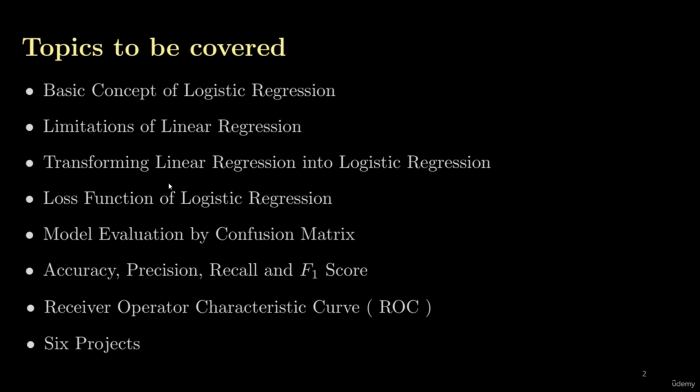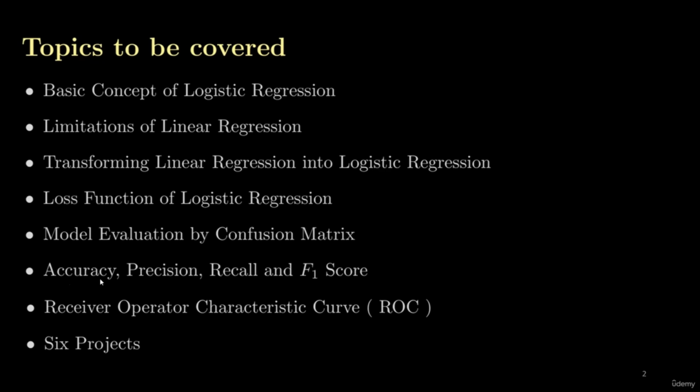And then we will work on the loss function of logistic regression. We will see what the loss function of logistic regression is, which we are going to minimize during the classification. Then we will evaluate the performance of logistic regression by creating a very important matrix known as the confusion matrix. The confusion matrix is used to evaluate the classification of any classifier, whether it is logistic regression or any other classifier.